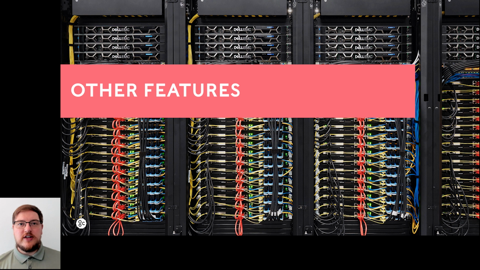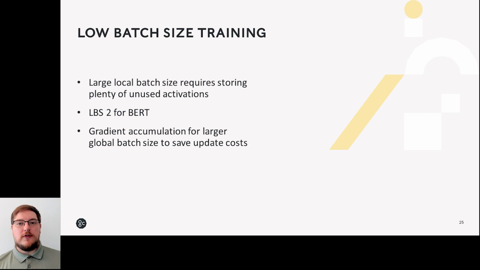So which other features did we use? One important ingredient of our submission was the use of low batch size training. A large local batch size requires storing plenty of unused activations. For BERT, we used a local batch size of 2. To simulate a larger global batch size, we can use gradient accumulation, and so we can save update costs by not updating every 2 samples.